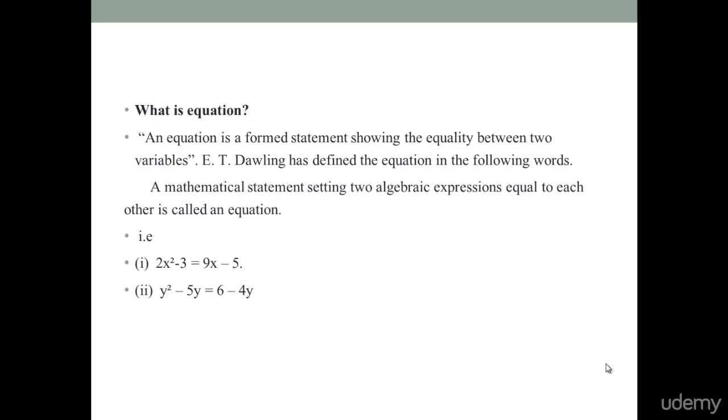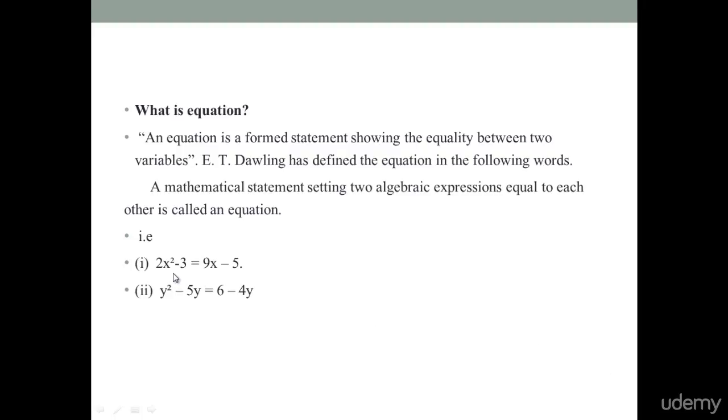Equation and its types. What is an equation? An equation is a statement showing the equality between two variables. E.T. Dowling has defined the equation in the following words: a mathematical statement stating two algebraic expressions equal to each other is called an equation.